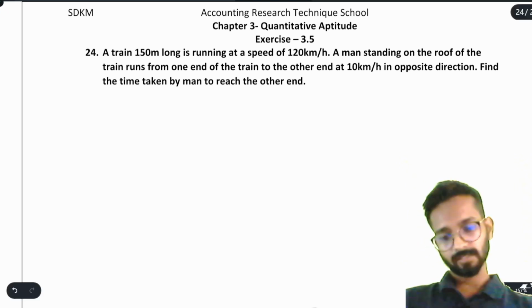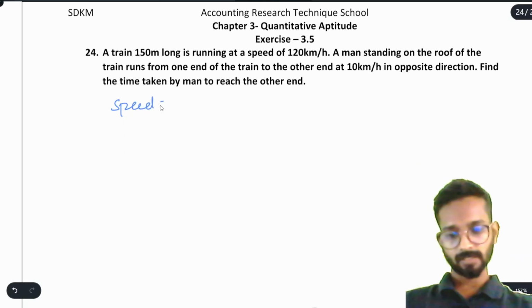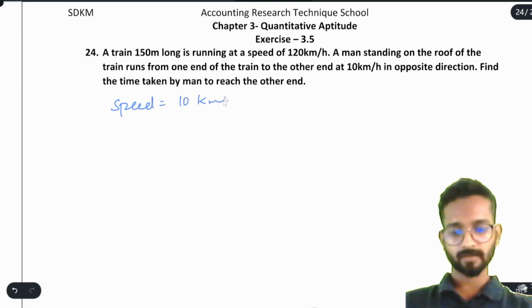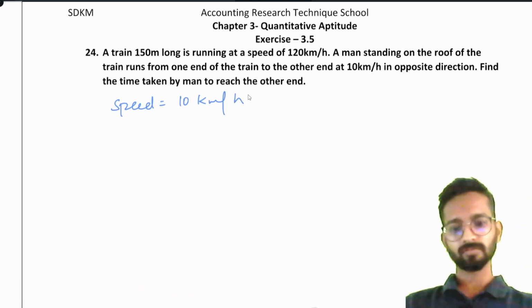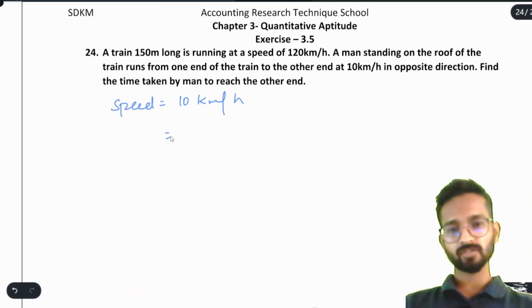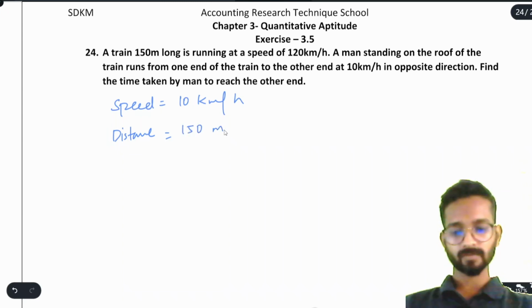Is that the person who is running on the train, what is his speed? Sir, his speed is 10 kilometers per hour. See, these kind of questions are given just to disturb the mind. It is not that difficult. It is not at all difficult. Just understand this. For that person, how much distance he has to cover? 150 meters. He is running at a speed of 10 km per hour.